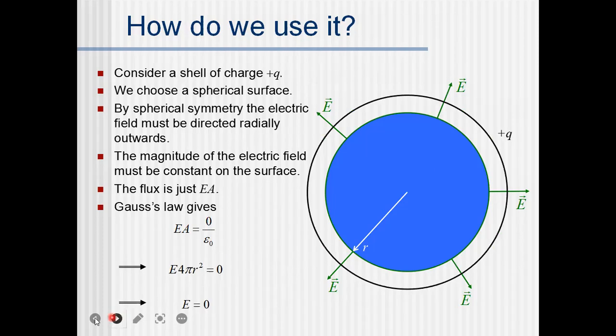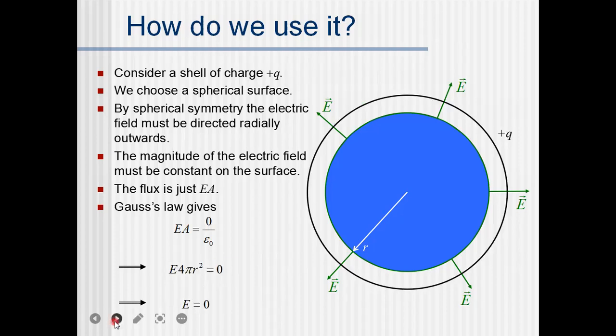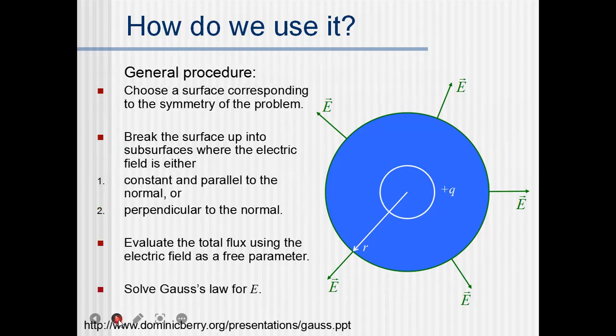For radius r, we get this, and for a radius greater than this, the amount of enclosed charge will be 0. So in general, choose a surface corresponding to the symmetry of the problem. Break the surface up into subsurfaces where the electric field is either constant and parallel to the normal, or perpendicular to the normal. Evaluate the total flux using the electric field as a free parameter. Solve Gauss's law for E.